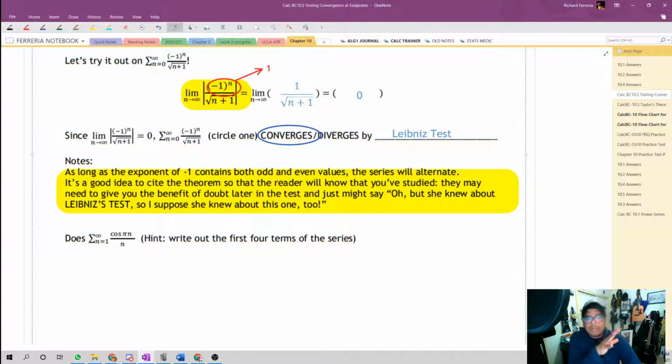So it's a good idea also to cite the theorem so the reader, whoever's grading your AP test, is going to know that you're a studied individual. Somewhere down the line, that might give you the benefit of the doubt when they have to decide whether you knew what you were talking about. Maybe in the back of their head, they'll say, oh, well, they knew about the Leibniz test. Maybe they knew what they were talking about here. So a little bit of psychology here, but I strongly believe that you should be citing the Leibniz test in this case as well.